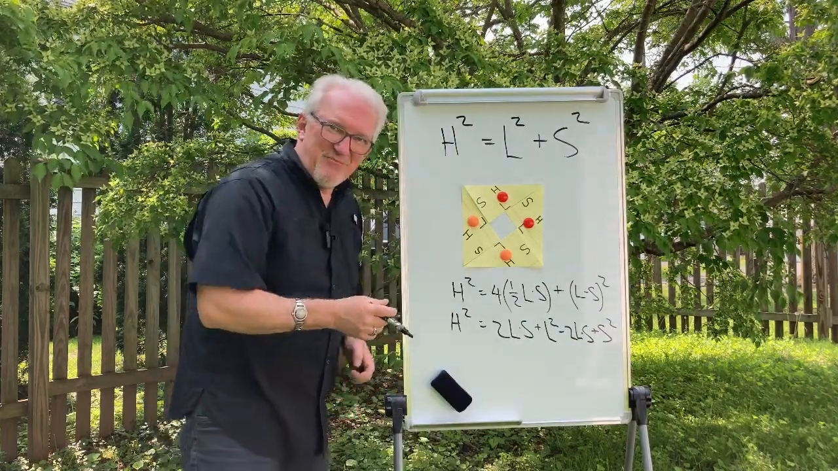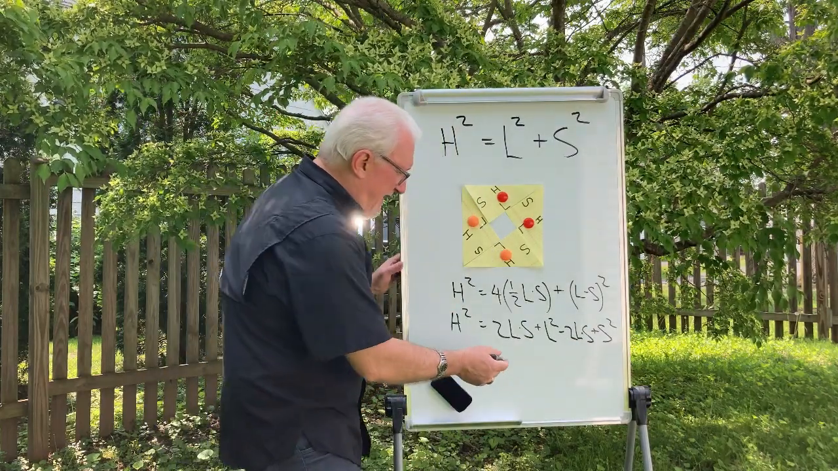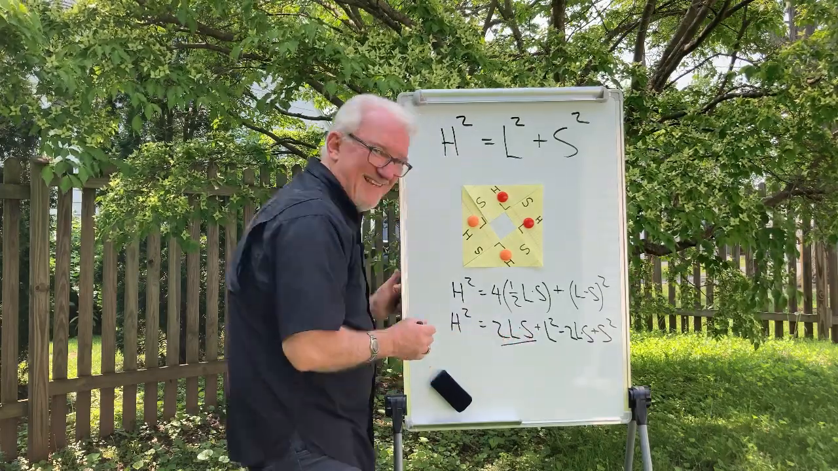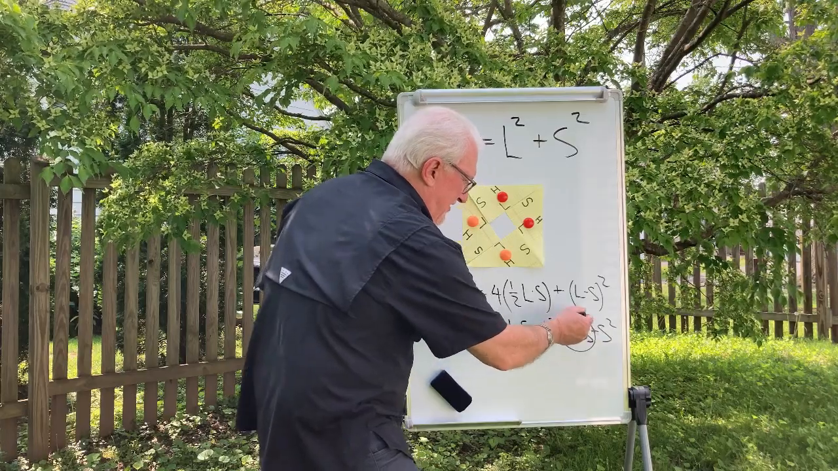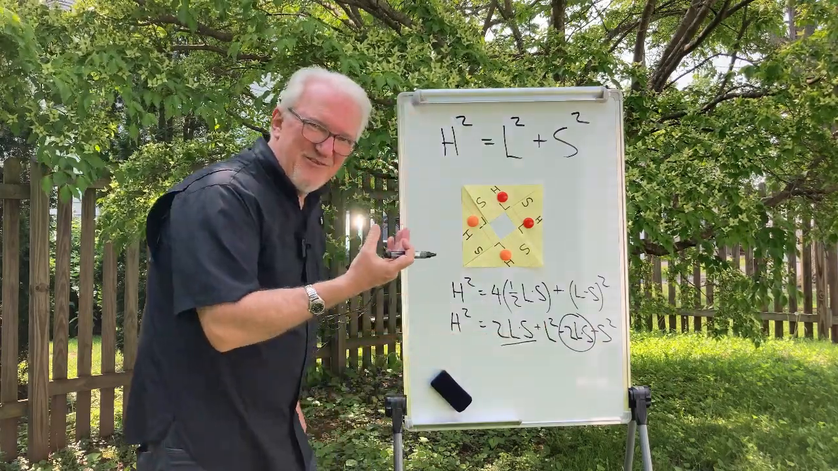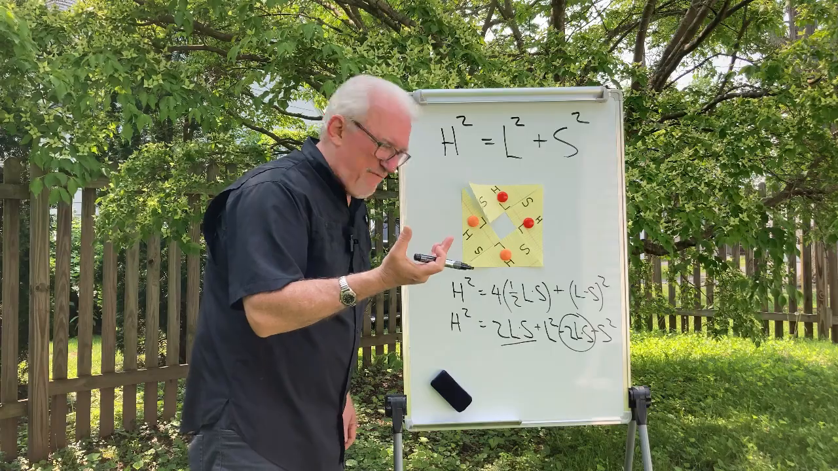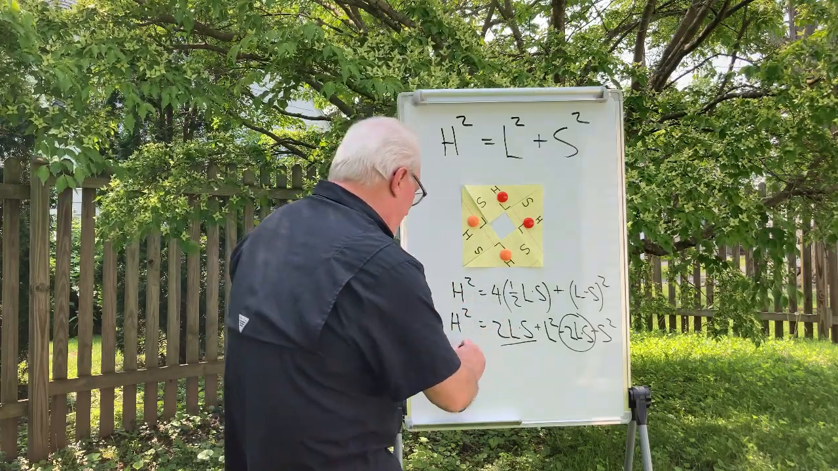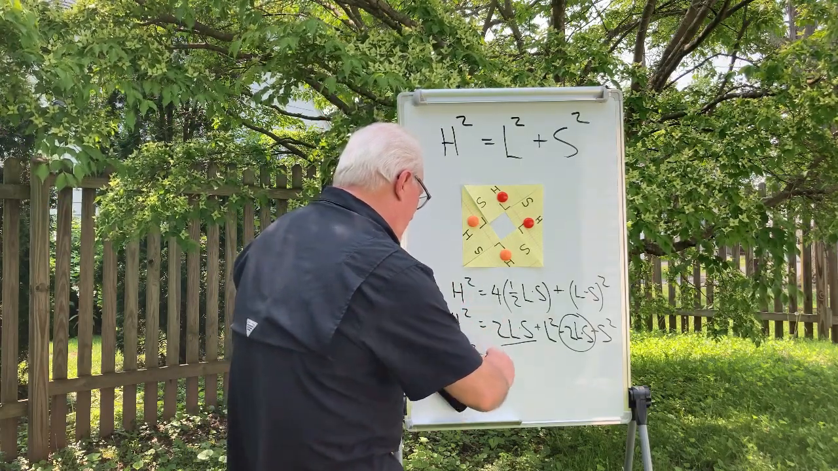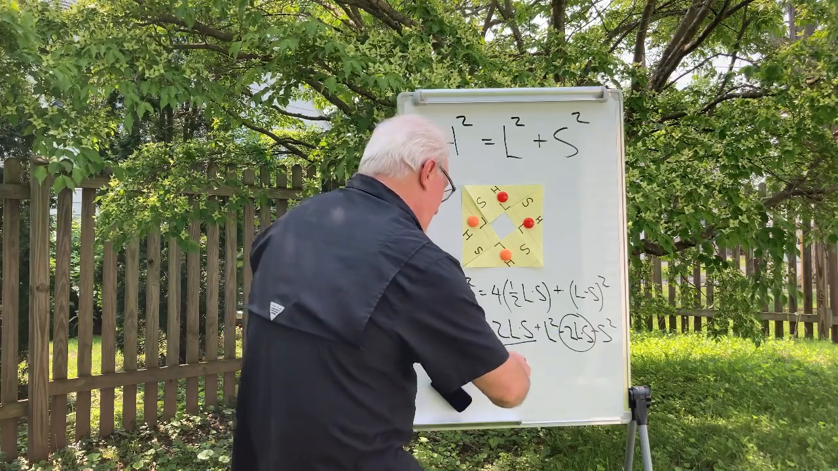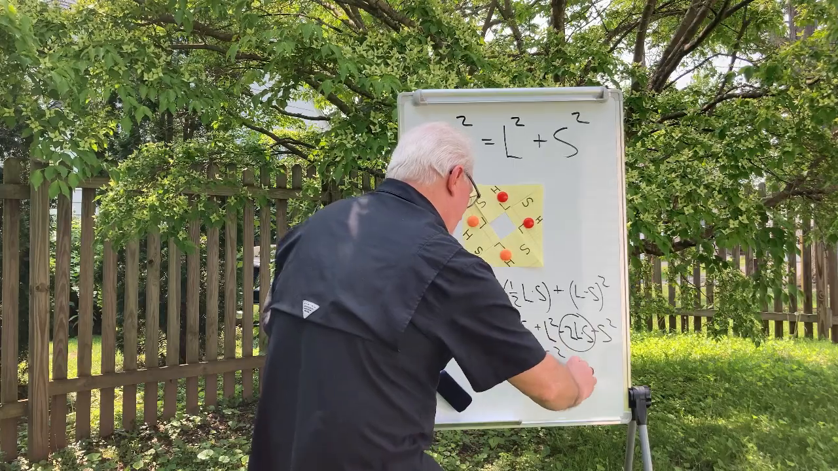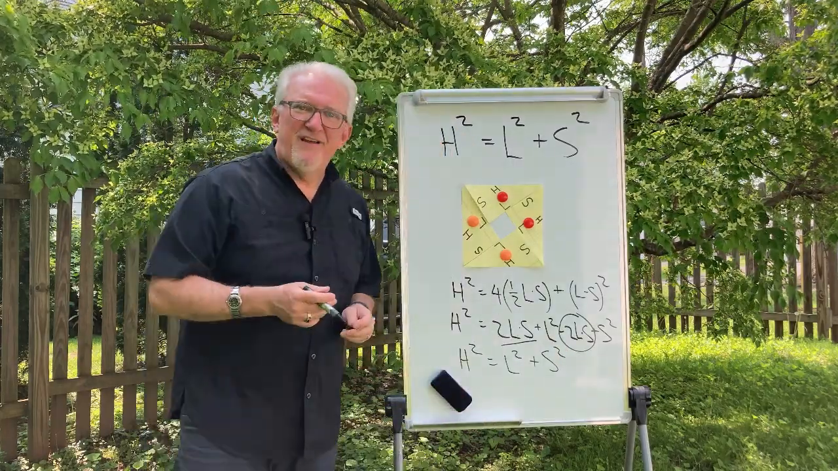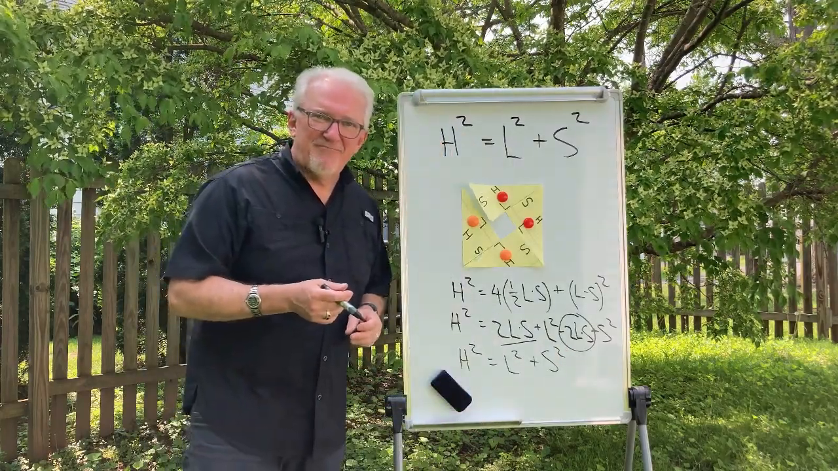Well, I think at this point you can see what's happening. We have 2 times L times S in this expression, but we also have negative 2 times L times S. Well, those two terms together form 0, and what we're left with is that h squared is equal to L squared plus S squared. Another proof of the Pythagorean theorem.